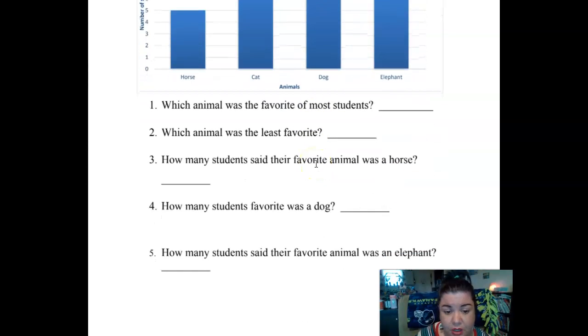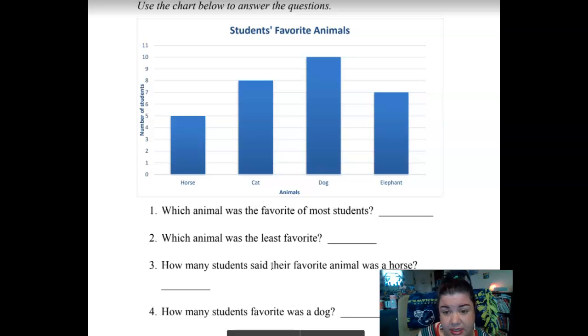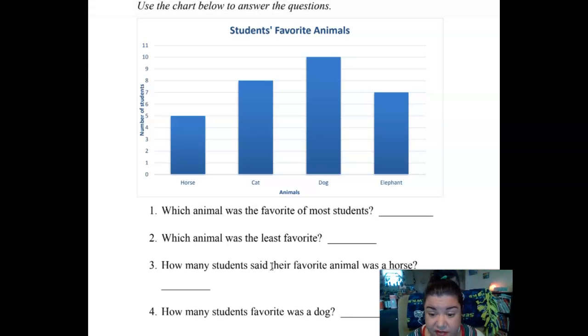All right. How many students said their favorite animal was an elephant? Look at this. Take a second to look at this. Touch the screen if you need to. As long as your screen's not a touch screen, it's not going to do anything. You can get close. Do it. So which is it? Let's look here. Go all the way across. Boom. 7. 7 people said that elephant was their favorite animal.